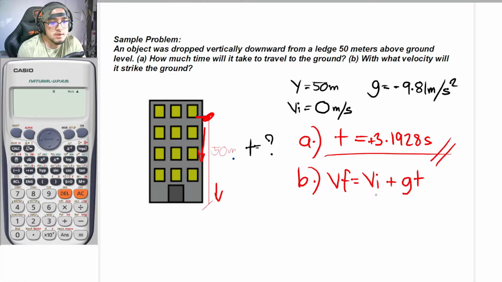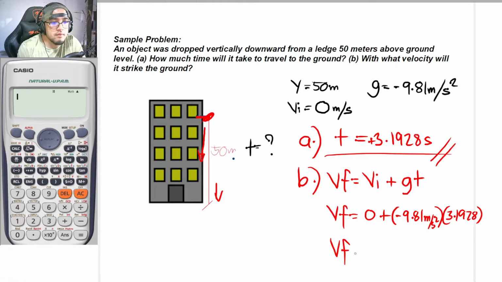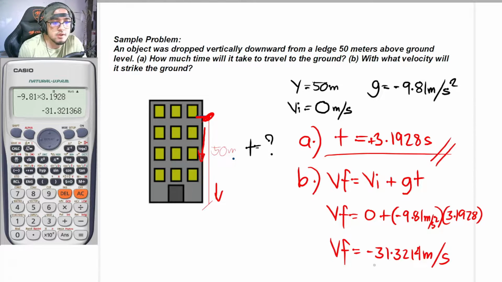Okay, so VF is equal to VI plus GT. However, your VI is now equal to 0. So with that, VF is equal to 0 plus gravity, but take note that your gravity is now a negative value, so negative 9.81 meters per second squared times t. Your t is now equal to 3.1928 seconds. So with that, the value for our VF is now equal to negative 9.81 times 3.1928, so negative 31.3214 meters per second. As you can see, our VF is a negative value because it is directed downwards. Kasi nandito naman yung VF mo, pababa siya. Thus, it has a negative value.